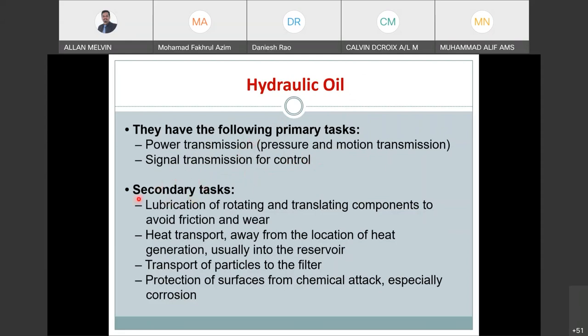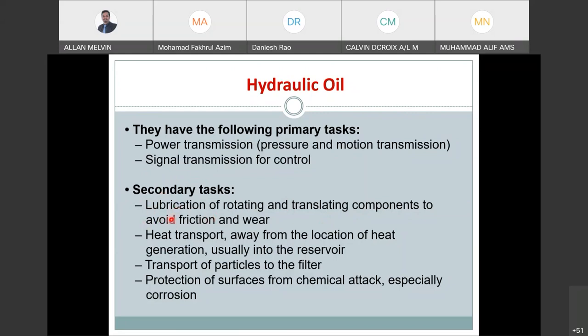And the secondary task means it's not the main task, but it does it along the way. Tugas sampingan. In Malay, we call it tugas sampingan. The first one is lubrication of rotating and translating components to avoid friction.